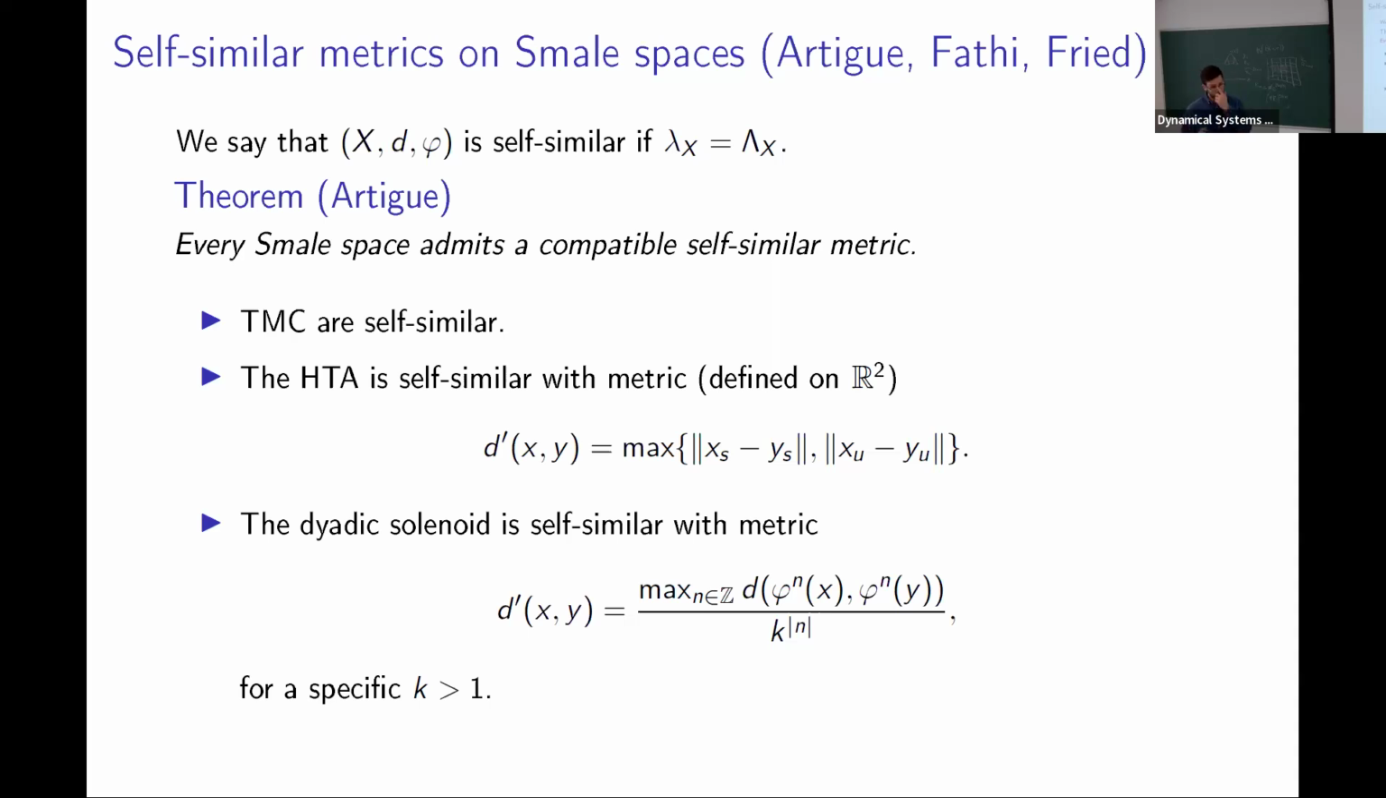And you always have those metrics that give you the same topology, of course. You start with the Smale space, you change, you can construct a metric that gives the same topology, and in fact, with that new metric, you still get a Smale space. You still have the hyperbolicity and local product structure, it's topological.